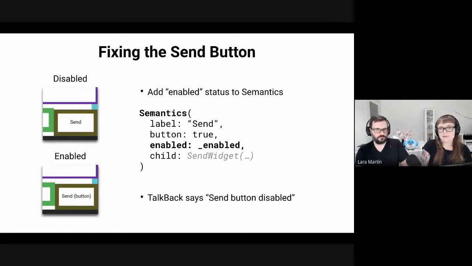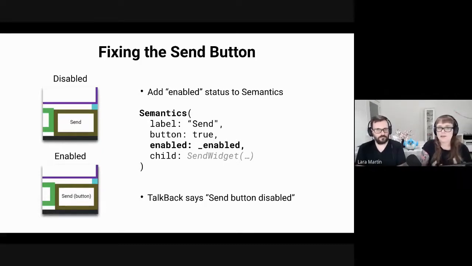Now, the send button. This send button is disabled by default. When you don't have anything in your message area, it is disabled, because you won't have anything to send. This is a very important piece of information that your users need to know, a piece of information that you have to tell your users. You have to add this into the semantics.